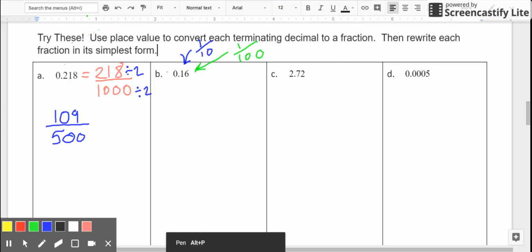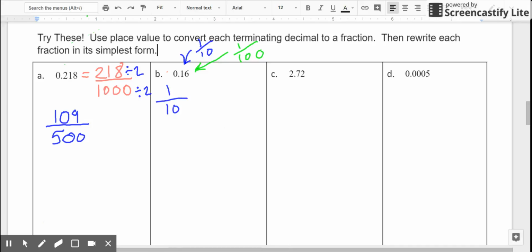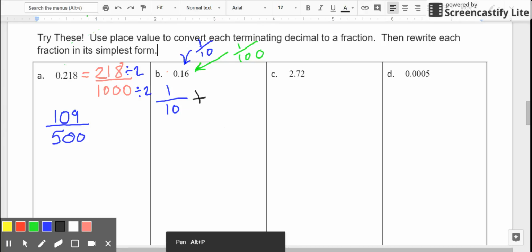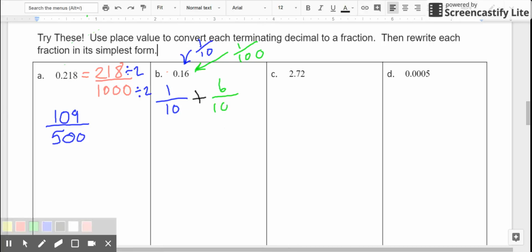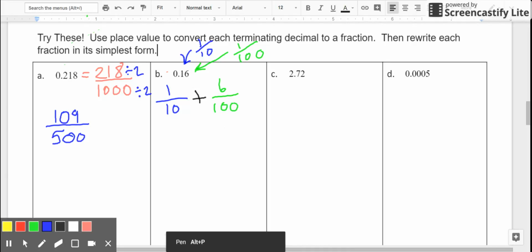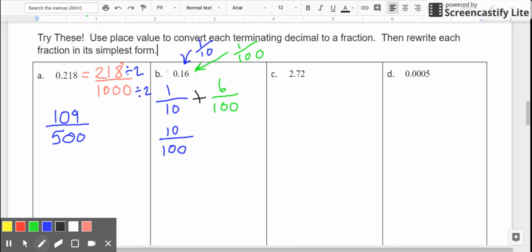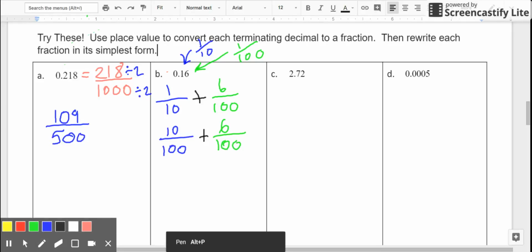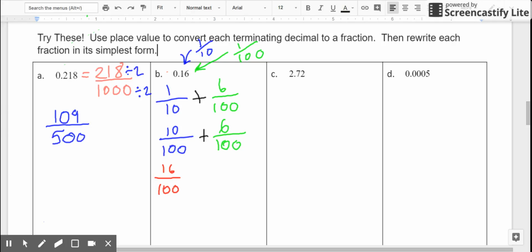So what I'm really saying here is that 0.16 is the same as 1/10 plus 6 hundredths. And I'm thinking of these as fractions that I want to add together. 1/10 is equivalent to 10 hundredths, which I can get by multiplying the numerator and denominator by 10. And 6 hundredths already has that denominator. So that's how I figure out that 0.16 is the same thing as 16 hundredths. So now I have a fraction that represents this decimal, and I just need to simplify it.